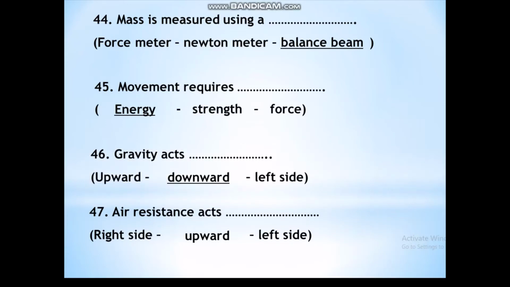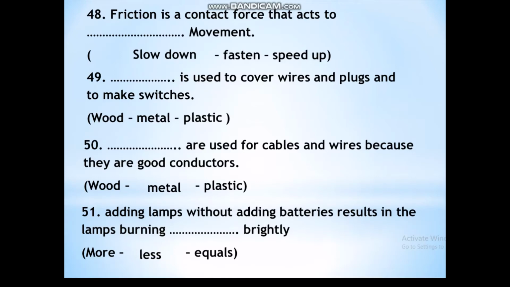46. Gravity acts downwards is the answer. 47. Air resistance acts upward. 48. Friction is a contact force that acts to slow down movement. 49. Something is used to cover wires and plugs and to make switches. The answer is plastic. 50. Things are used for cables and wires because they're good conductors. The answer is metal.